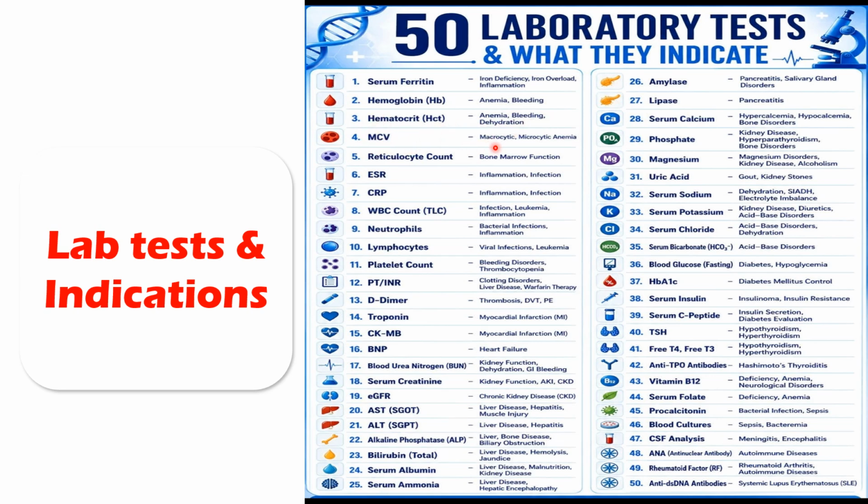MCV to differentiate between macrocytic anemia. Reticulocyte count evaluates the bone marrow function. ESR, or erythrocyte sedimentation rate, is indicated in case of inflammation, infection. CRP, also known as C-reactive protein, is also indicated in case of inflammation or infection. White blood cell count in infection, leukemia, inflammation.